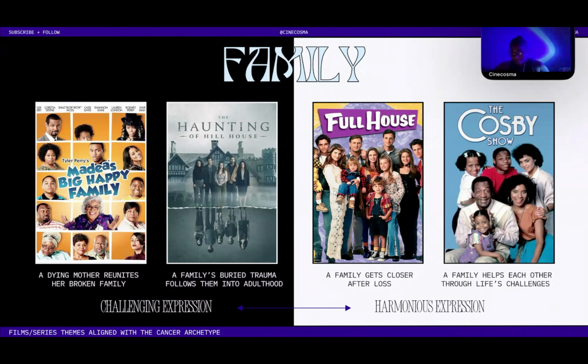Then we have on the harmonious side. Here are two examples. Full House and The Cosby Show. Full House is a fun, feel good family TV show. It is essentially about a family that gets closer after loss.